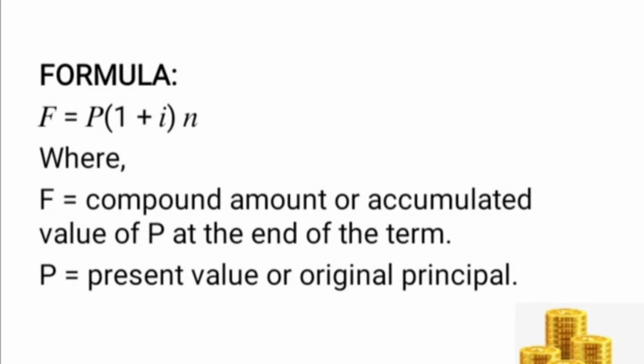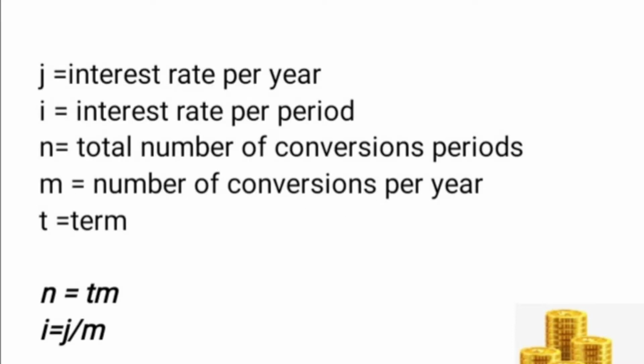Here is our formula in finding the compound interest, where F is equal to P times (1 plus i) raised to n. F is the compound amount or accumulated value of P at the end of the term, and P is the present value or original principal. J is the interest rate per year, i is the interest rate per period, n is the total number of conversion periods, m is the number of conversions per year, and t is the term. To find n, n equals t times m, and i equals j over m.